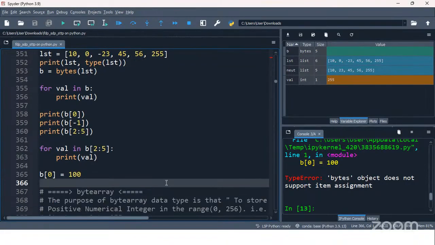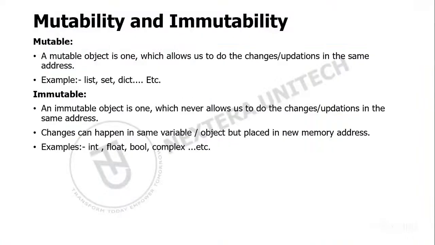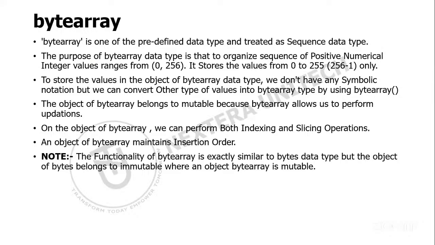Right. So this is all about bytes. Let us go to the next topic. It is byte array. What is the next topic in the sequence? Category array types. It is byte array. So let us talk about byte array, guys.